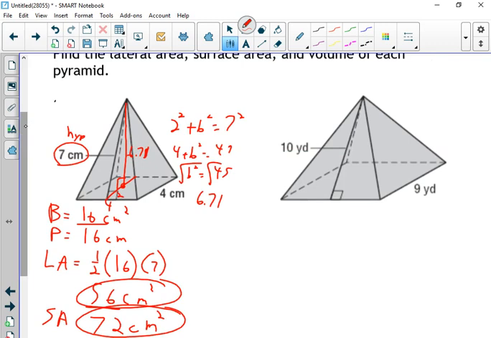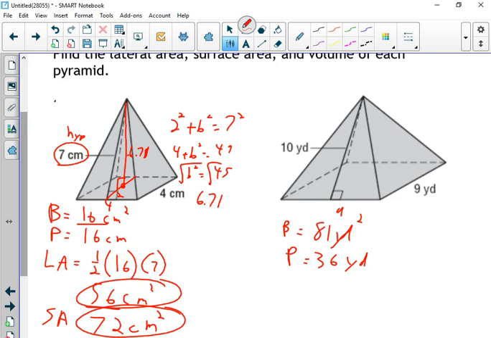Okay, again, we have a square on the bottom, 9 by 9. The area of the base is 81, 9 times 9, 81 square yards. The perimeter is 9 times 4, which is 36 yards.